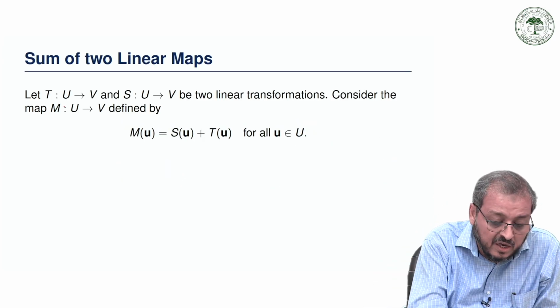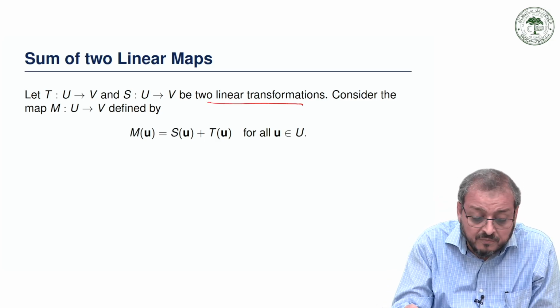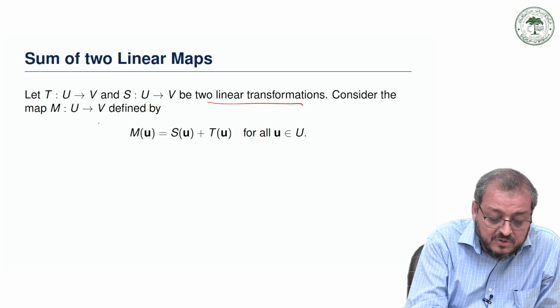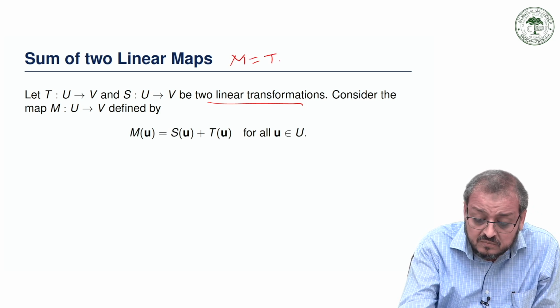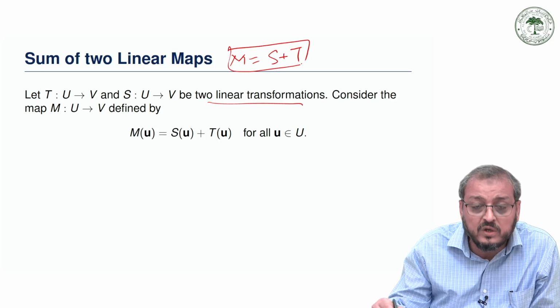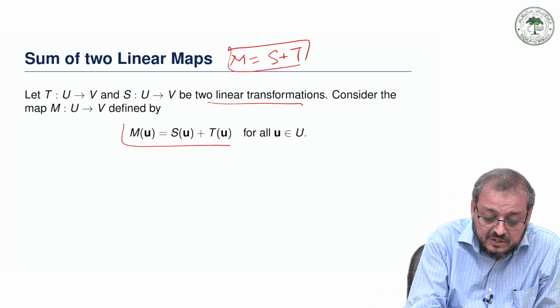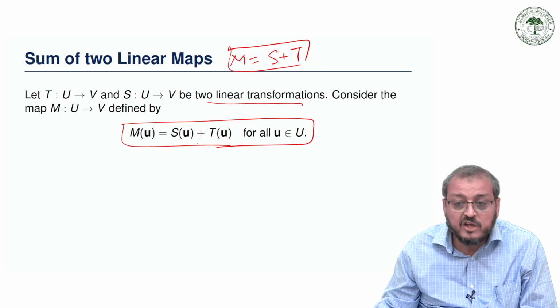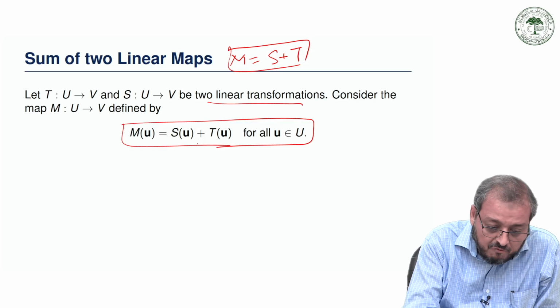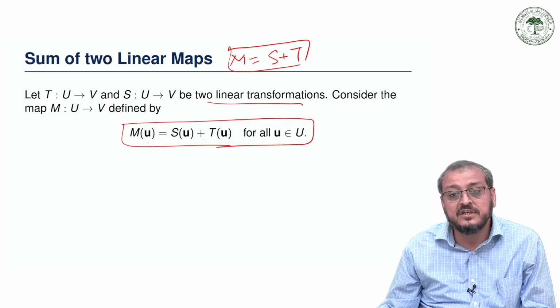We have T from U to V and S from U to V as two linear transformations, and we consider M, which is the sum of the two linear transformations S and T. We define M(u) = S(u) + T(u) for all u belongs to U. Now our objective is first to show that this M is also linear.